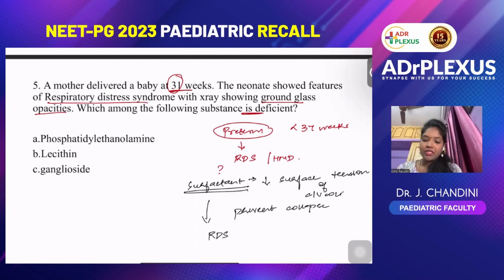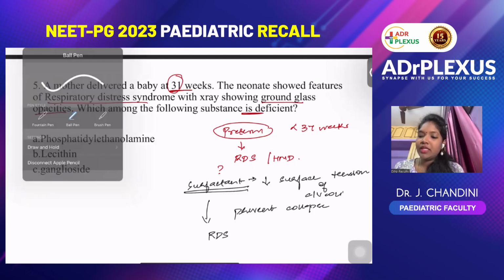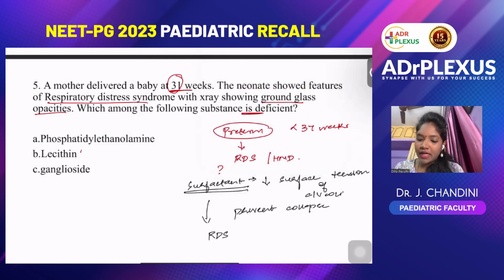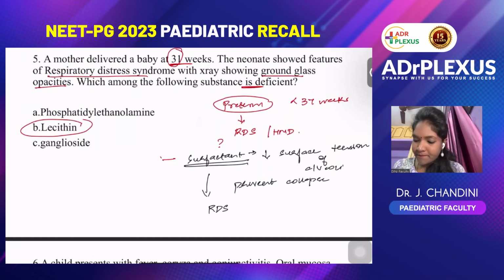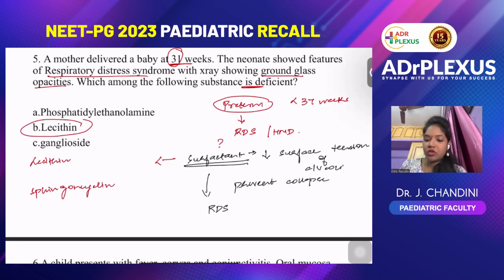What is surfactant? Is it phosphatidylethanolamine? Is it lecithin or ganglioside? What is the answer? The answer is lecithin. So surfactant is nothing but lecithin and sphingomyelin. Okay, surfactant is nothing but lecithin and sphingomyelin. Lecithin is also called phosphatidylcholine.